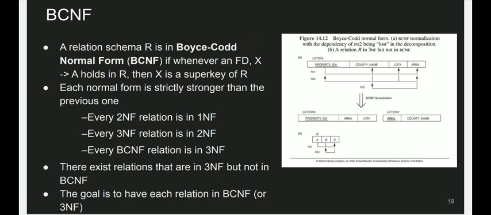So what is BCNF? For BCNF, we remove the second condition in third normal form. So for BCNF, the condition is that it should be in 3NF, and for X determines A, X is a super key of R. So every second normal form relation is in first normal form, every third normal form relation is in second normal form, and every BCNF relation is in third normal form. So the goal is to have each relation in 3NF or BCNF, as I said earlier.